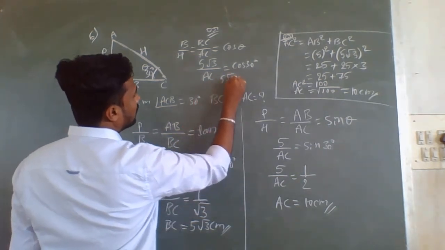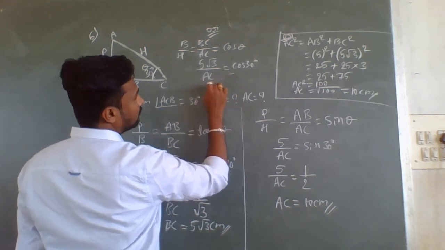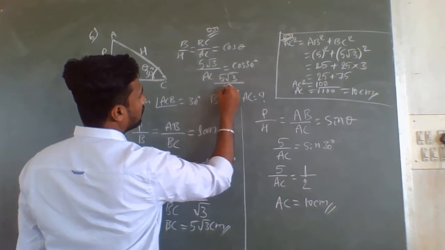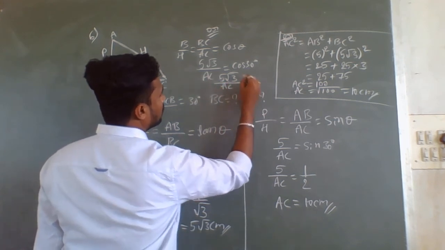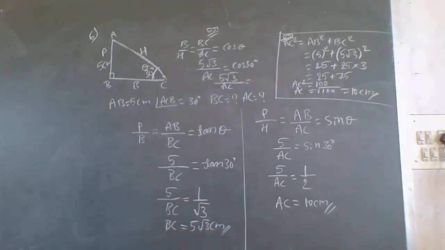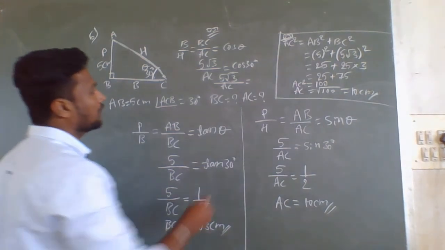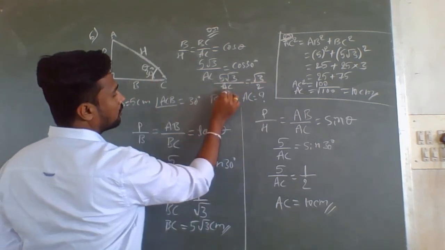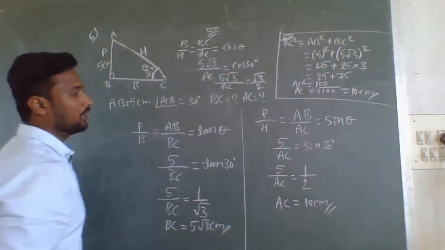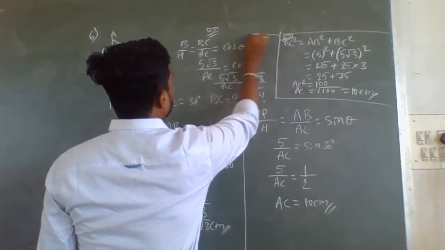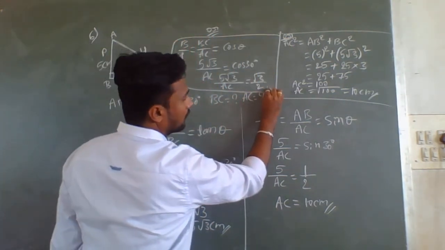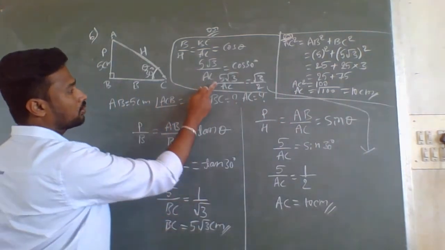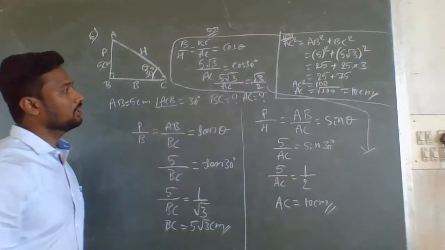Okay, so now 5 root 3 divided by AC equals what is the cos 30 value? Root 3 by 2. So here we got 5 root 3 divided by AC equals root 3 divided by 2. So I will write the next step here. What we got here? 5 root 3 by AC equals root 3 by 2.